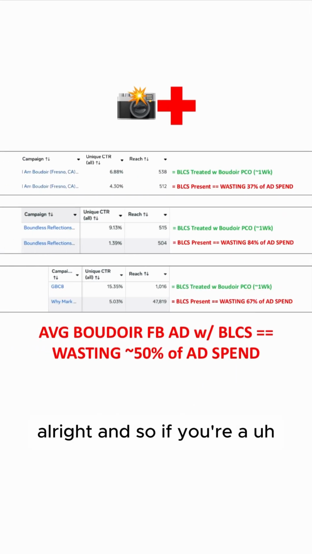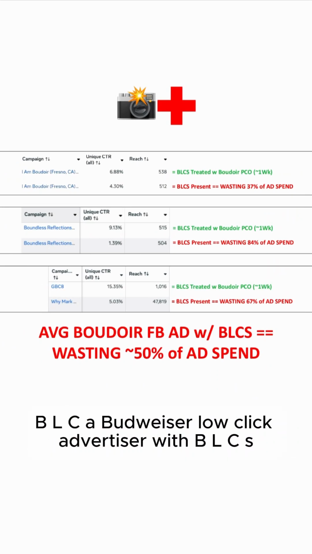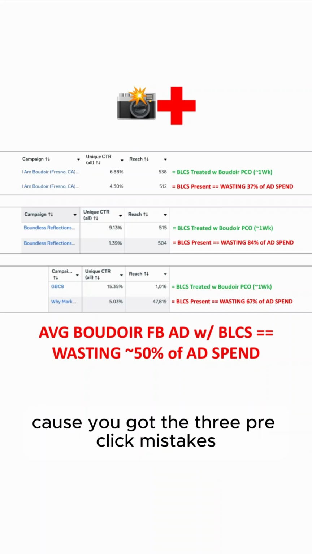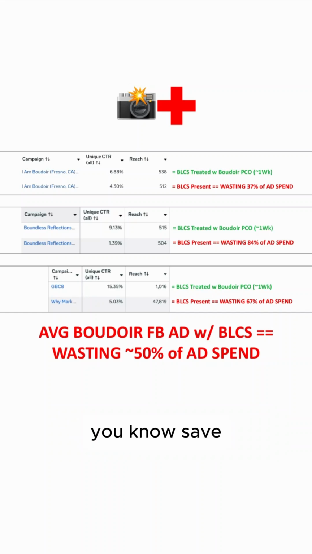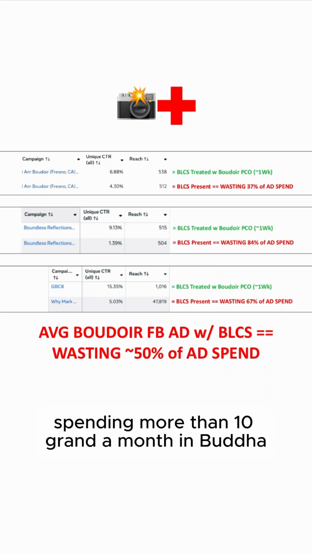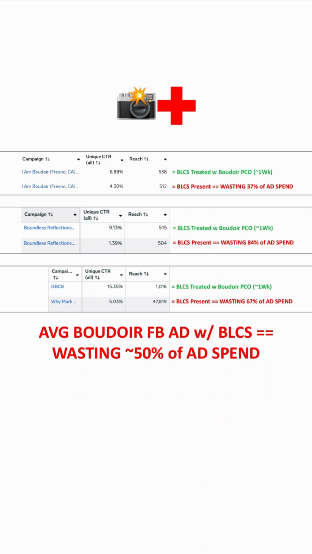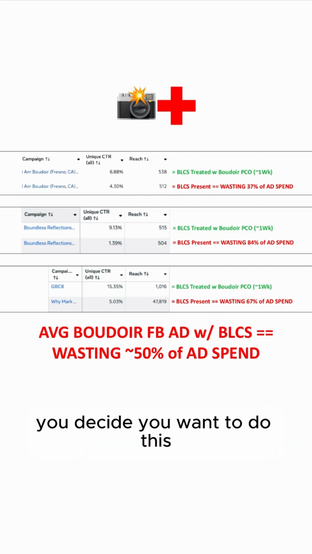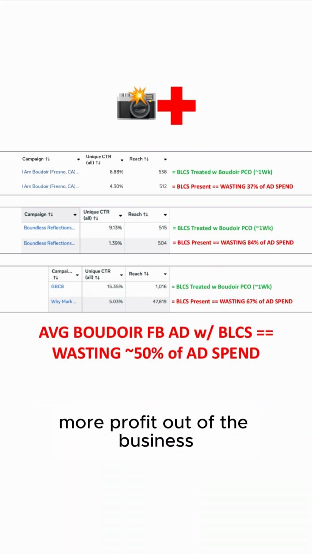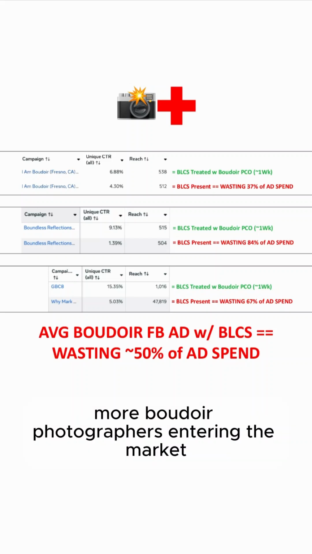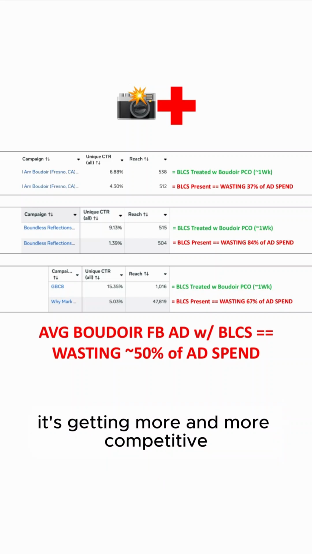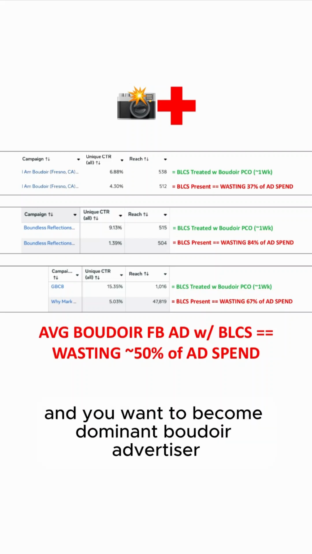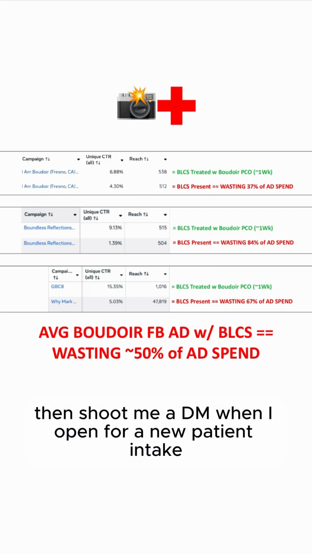All right, so if you're a BLCA, Boudoir low click advertiser with BLCS, because you've got the 3 pre-click mistakes, and you're spending more than 10 grand a month on Boudoir Facebook ads, and you want to eliminate approximately 50% of your ad spend, which would be 5K a month, approximately 60 grand in the next year, and you decide you want to do this because you're looking for all the ways to pull more profit out of the business, since inflation's going up, more boudoir photographers are entering the market, and it's getting more and more competitive, and you want to become a dominant boudoir advertiser, then shoot me a DM when I open for a new patient intake.